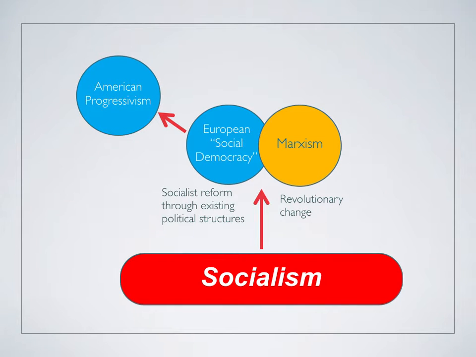So we can see that the roots of American progressivism are firmly embedded in European social democracy, which had evolved from Marxism. Under this branch of socialism, socialist reform is through the existing political structures rather than through revolution.